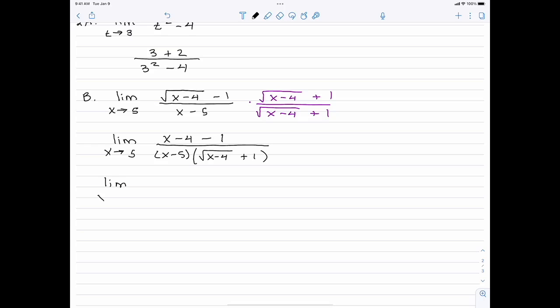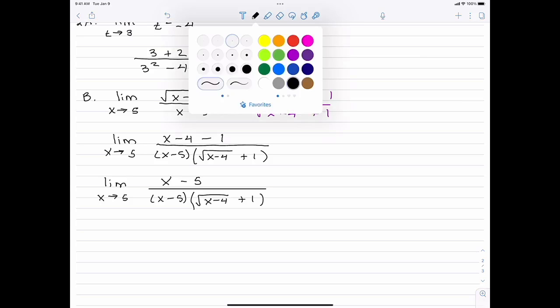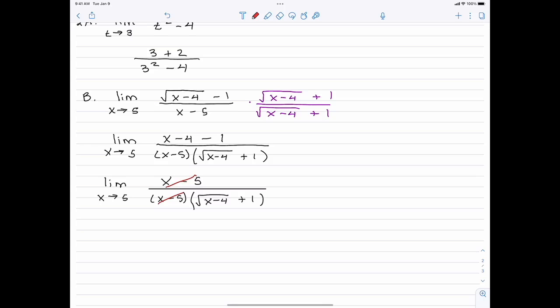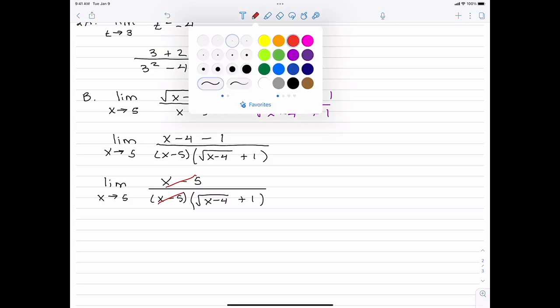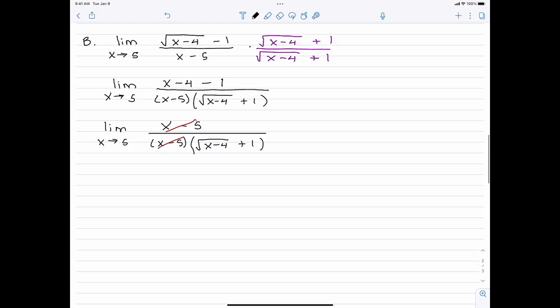The limit as x approaches 5, the numerator is going to be x minus 5, and the denominator is x minus 5 times this stuff. Okay, from here, oh, look at that. How convenient, right? We got a factor from top and bottom that we can cancel out. So we can cancel out that 0 from top and bottom, which is exactly what we want. So our similar function is this.